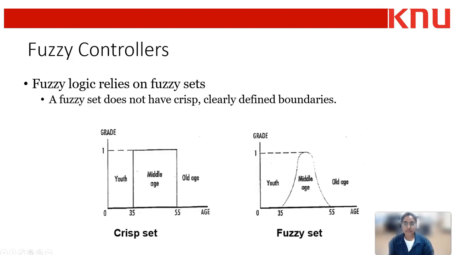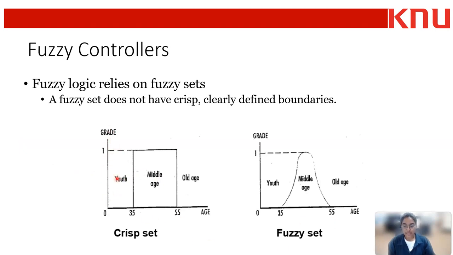Fuzzy controllers. Fuzzy logic relies mainly on fuzzy sets. A fuzzy set does not have crisp, clearly defined boundaries, unlike the classical sets. The classical sets wholly exclude or include an element, while fuzzy sets are ordered pairs with varying degrees of relation between them.